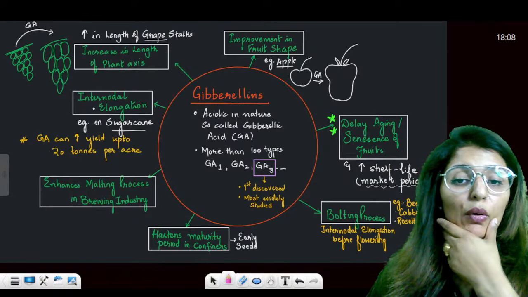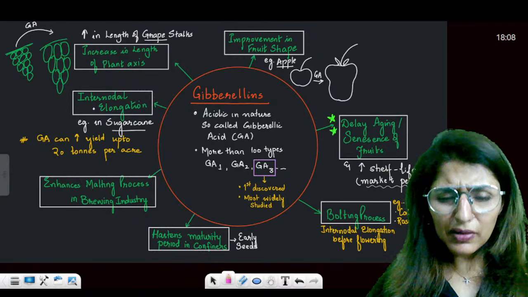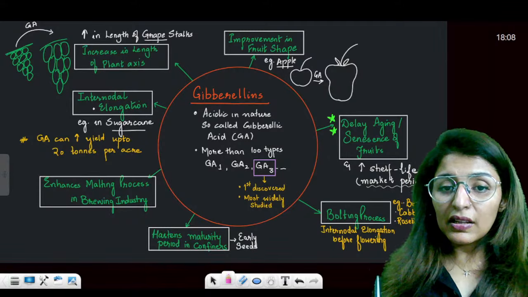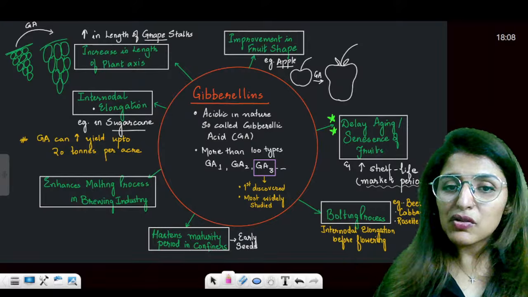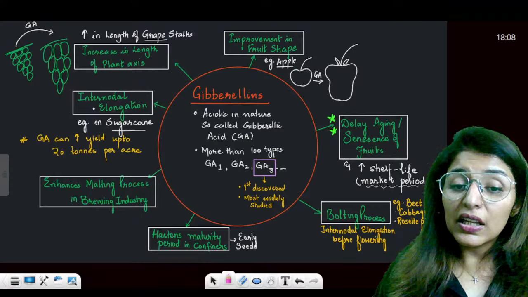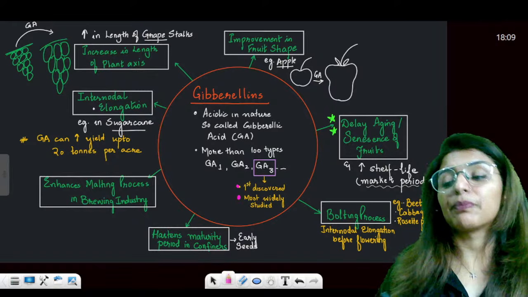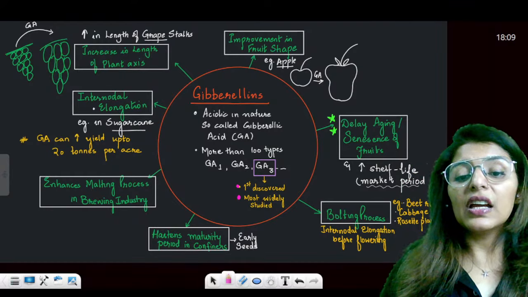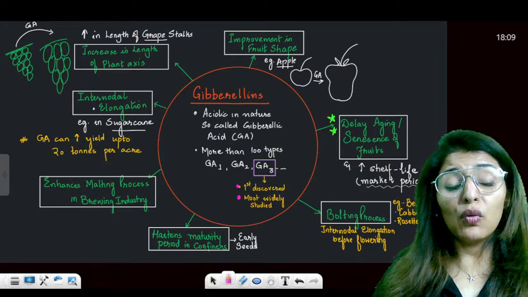All right, guys. Now moving on to the second, that is gibberellin. So what do gibberellins do? Let's first know more about gibberellins. These are acidic in nature. They are called gibberellic acid because of their acidic nature. More than 100 types of gibberellins are known, and we name them GA1, GA2, GA3. Now, GA3 was the first form of gibberellin to be discovered and most widely studied. So the first gibberellic acid which was discovered was actually GA3, but isolated later on. Is that clear?